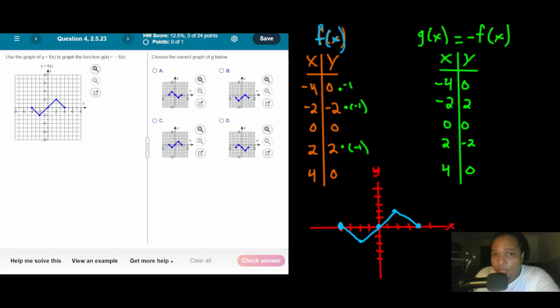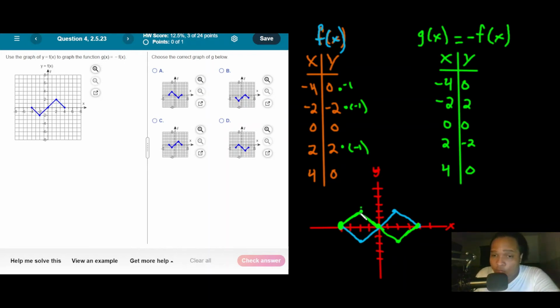Now let's go ahead and plot the g of x. So we have -4, 0 again. You see it's sharing a dot right there? That's fine. We have -2, +2. So 1, 2, 1, 2, right there. Then we have 0, 0 again. And then we have 2, -2. So 1, 2. And then we have 4, 0. So they share 3 points. Let's go ahead and illustrate that. Now take a look.